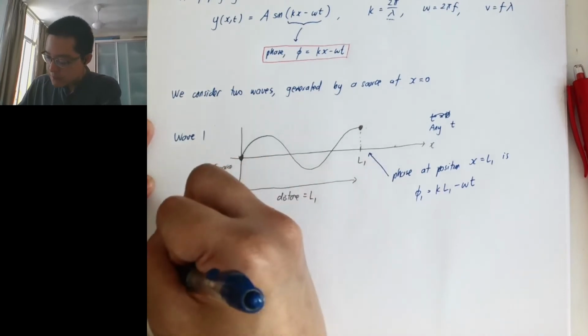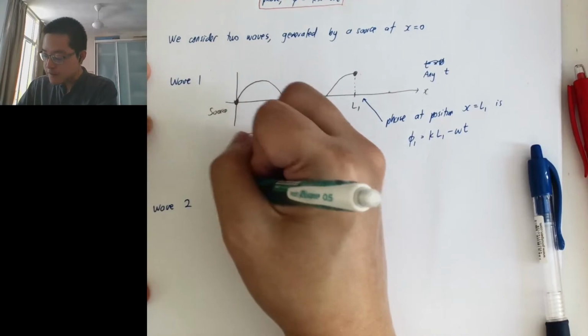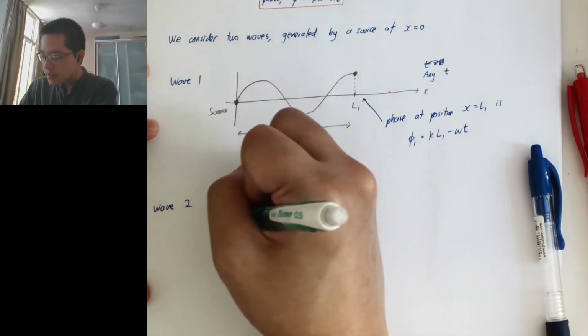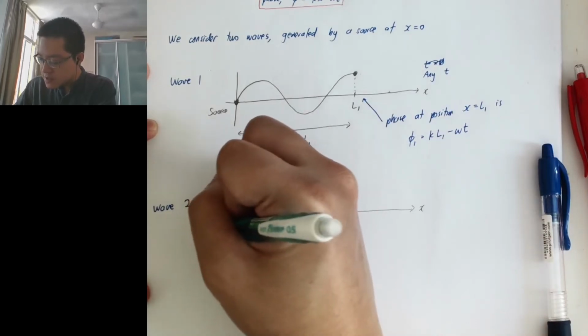Now let's look at what happens to a second wave. So I have wave 2, and then I let the origin be the source again as well. So at x equals to 0, this is the source of the wave, right?